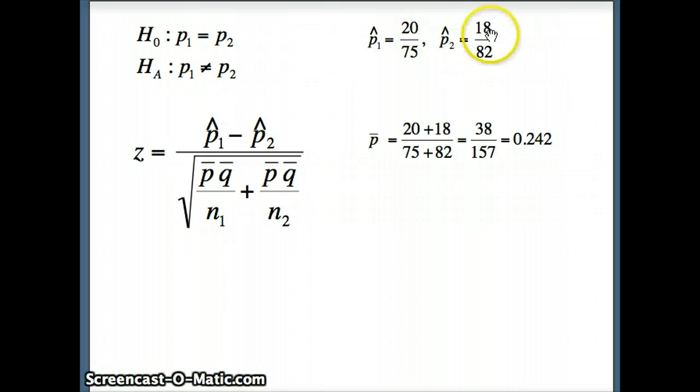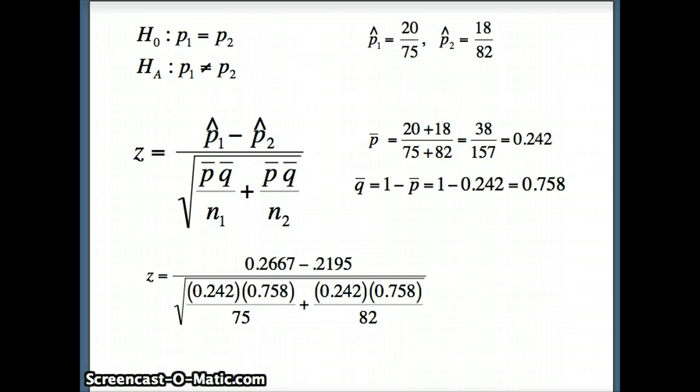Getting P bar, 20 plus 18, 38 overall A's, 75 plus 82, 157 total people, for a P bar of 0.242. Q bar is 1 minus P bar, or 0.758. So now we have to plug all of those numbers into our test statistic formula, and we will allow ourselves to do that using Excel.